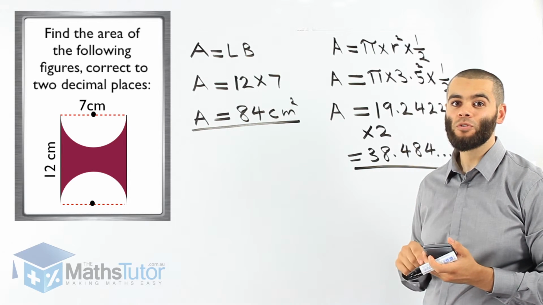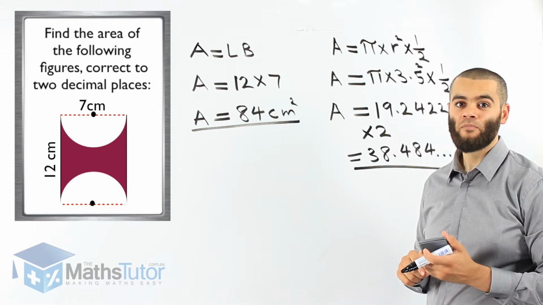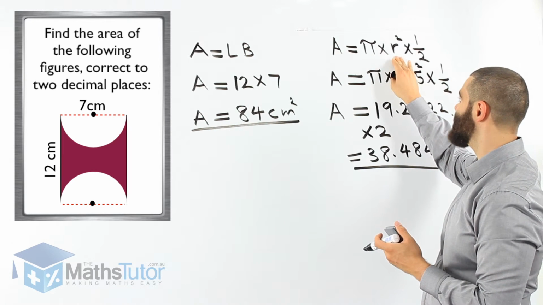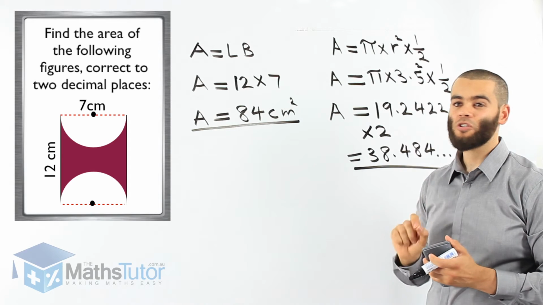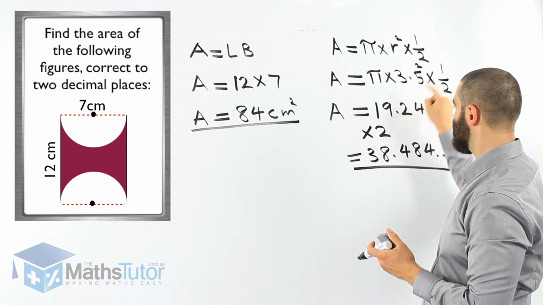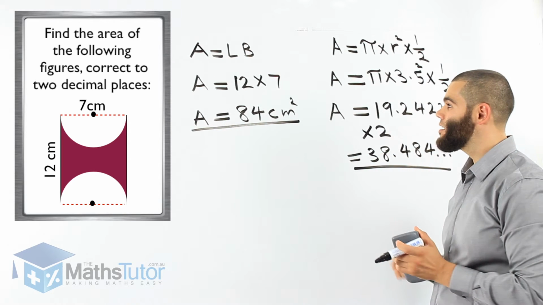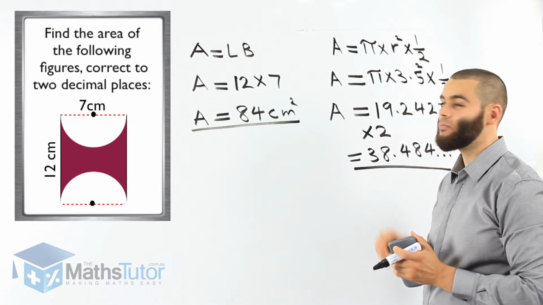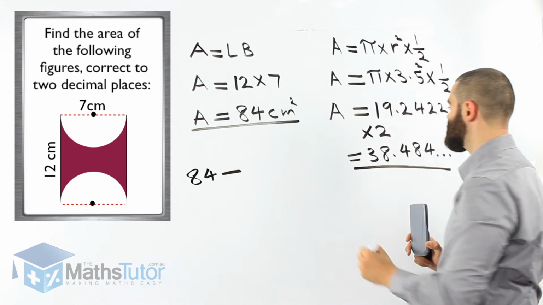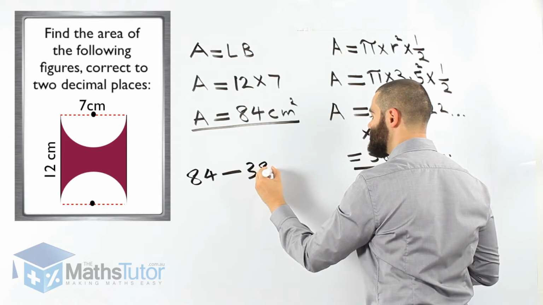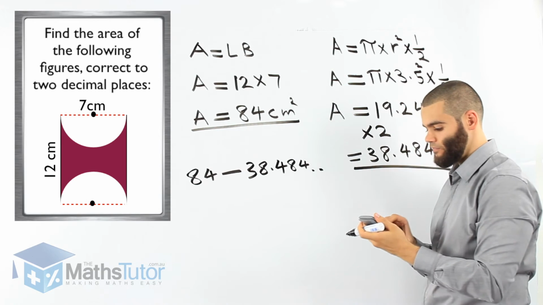Before we take away, I want to show you that a semicircle on top and a semicircle on the bottom make one full circle. So we could have just said pi r squared, and we would have got straight away the answer 38.48. But I just wanted to show you that we are working two semicircles, and we halved it, then we doubled it again, and we got one full circle anyway. Now let's take away the two semicircles from the rectangle. 84, take away the two semicircles, 38.484, etc.